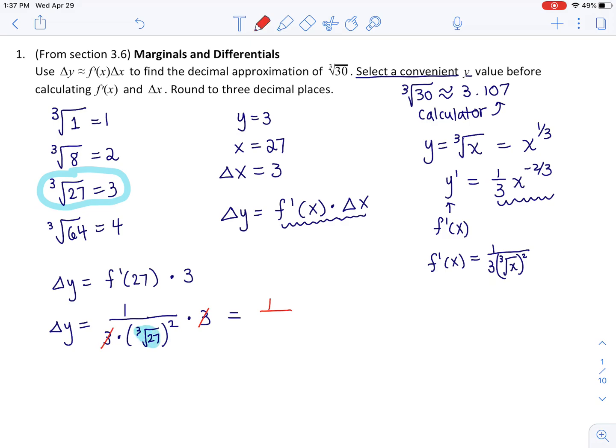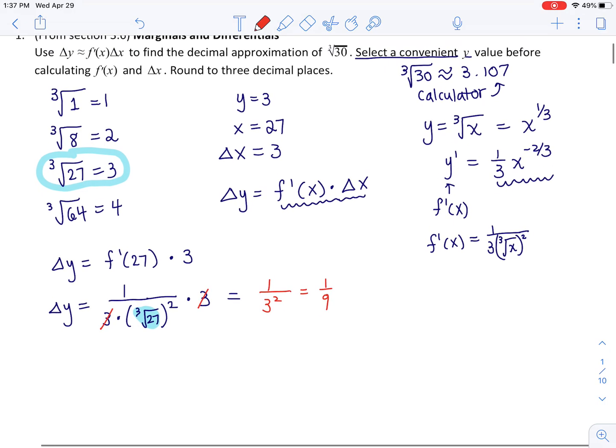Okay? So some things will cancel out. This 3 will cancel out right there. I'll get 1 over. Now, first of all, what is cube root of 27? Cube root of 27 is 3, right? 3 squared. So that comes out to be 1/9. Okay? So that's the change in y as x goes from 27 to 30.